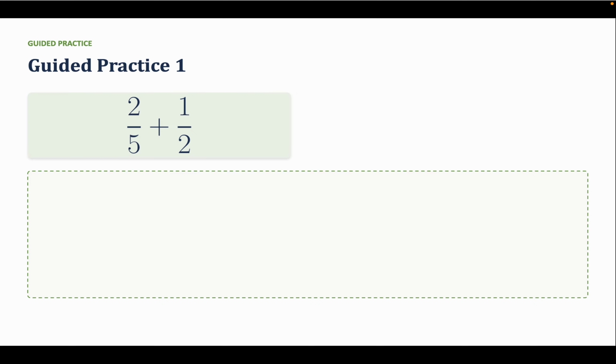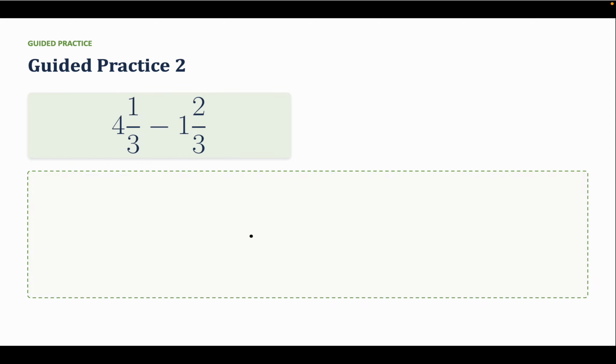Okay, so here we have different denominators. Our lowest common denominator is going to be 10. So we're multiplying this first fraction by 2/2, so that gives us 4/10. Our second fraction, we're multiplying by 5/5, so that gives us 5/10. Add them together, our final answer is 9/10.